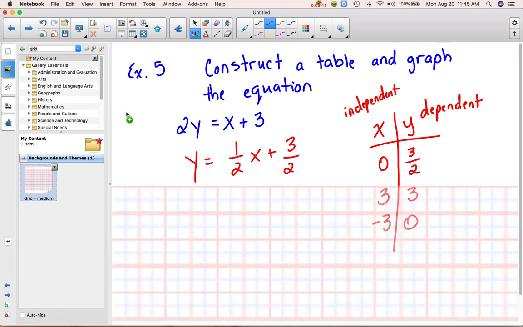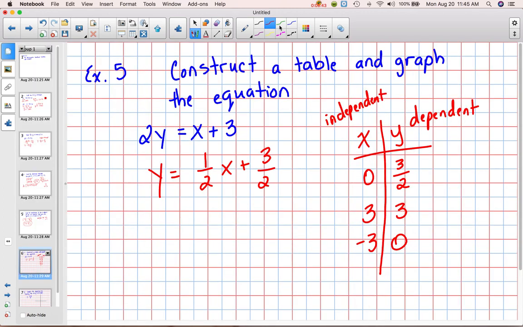Maybe. There we go. So let's graph these values, and then we'll make a line.